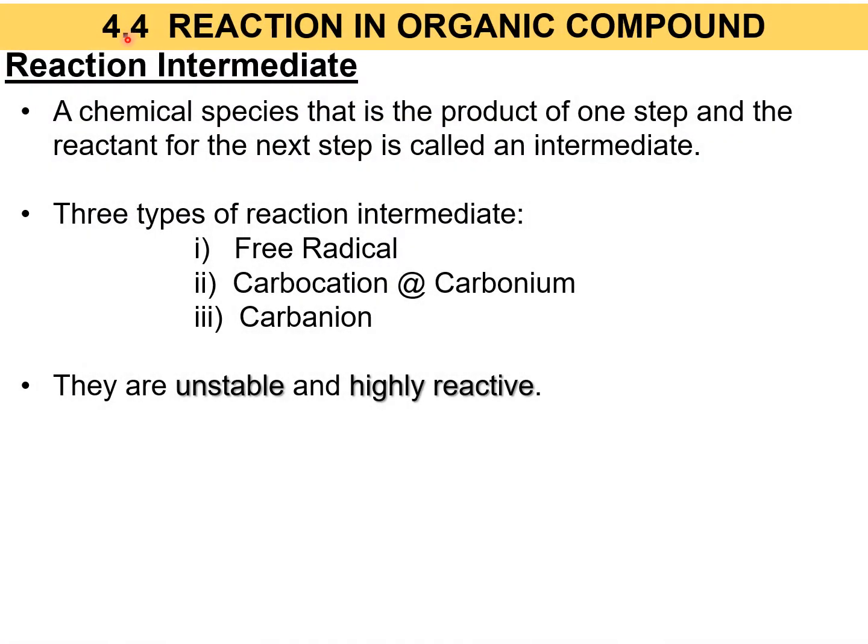Okay, so previously kita dah belajar ada dua jenis bond breaking such as homolytic cleavage and heterolytic cleavage. Homolytic cleavage akan menghasilkan free radicals. Heterolytic cleavage akan menghasilkan cation dan anion. The products of the cleavage, the bond breaking tu, kita panggil dia sebagai reaction intermediate.